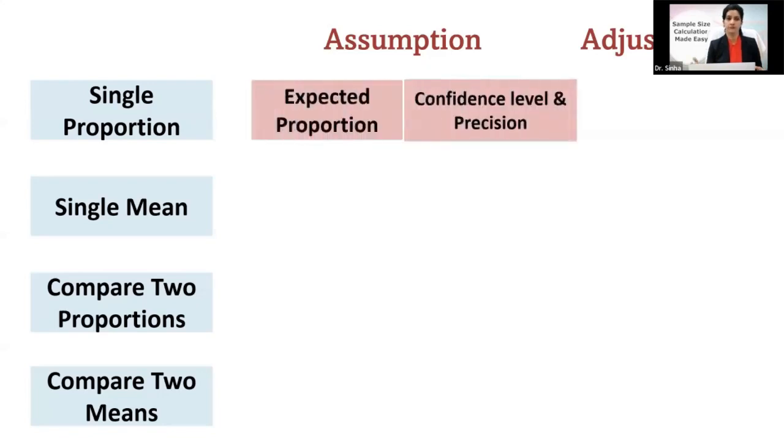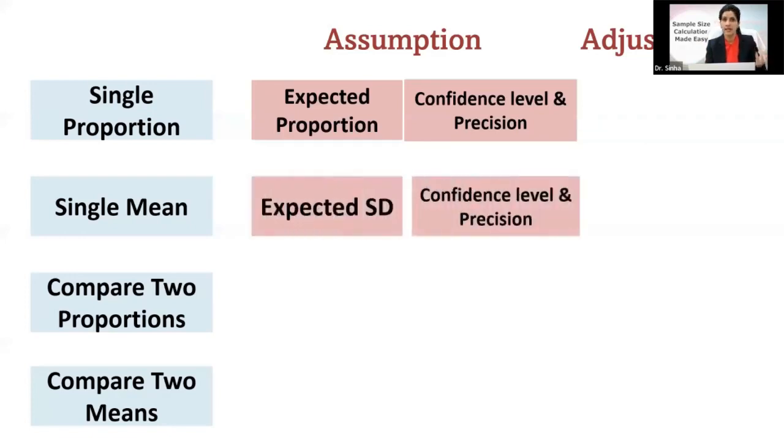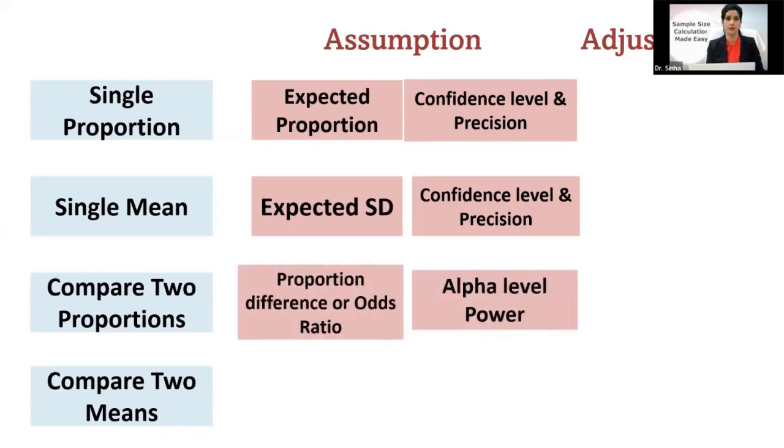So now assumptions in case of this single proportion, you should have an expected proportion and that review of literature. If you are doing a thorough review of literature, you will have this expected proportion, or you take it from that review, what is the expected proportion of that particular outcome, and then you define the confidence level and precision. We will see how to do it. In case of a mean, you should have an expected standard deviation, because it's a continuous variable, so you need standard deviation, and the same confidence level and precision is required here also.